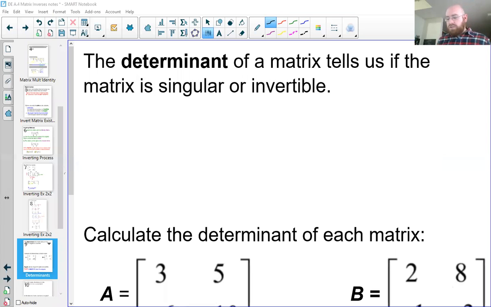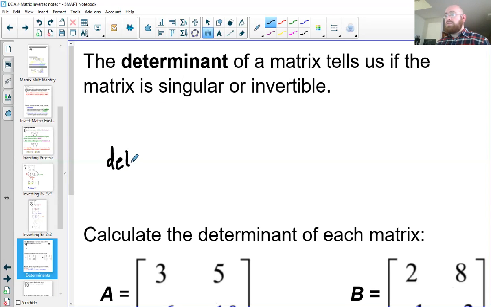So we often want to know, is it worth the effort to try to invert a matrix when they are not exactly easy to do? Well, quick is maybe the better word than easy. Some matrices can be really easy to invert, but they still can take a lot of time. So we want to introduce the determinant of a matrix that tells us if the matrix is singular or invertible.